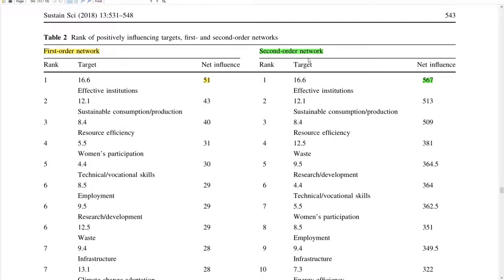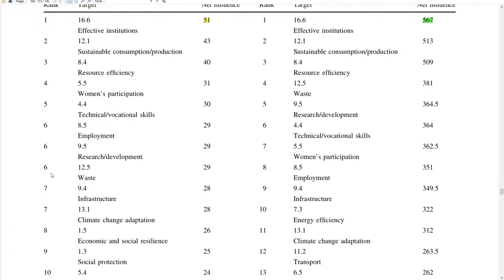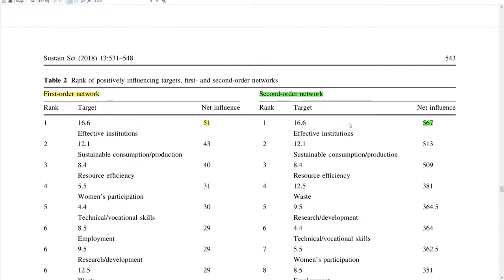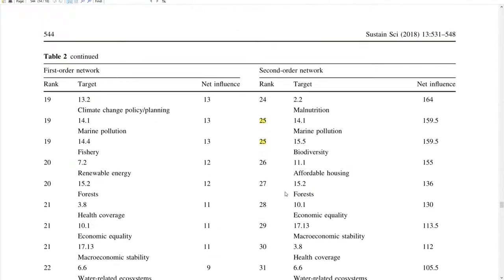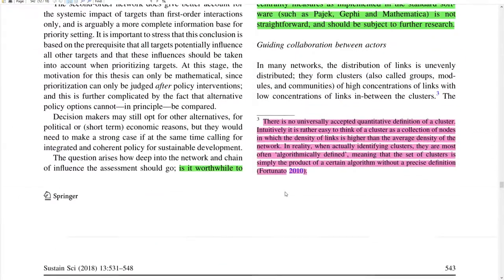We could see that on the second order network, we have more or less the same, especially in these first three spots. But on the fourth spot, we could see that 12.5, which is a target that is related to waste, has actually jumped from number 6. It was ranked 6 and it jumped to number 4 when we started accounting for the second order network. So this is another way of prioritizing these targets and which ones policymakers should start working on earlier than others.